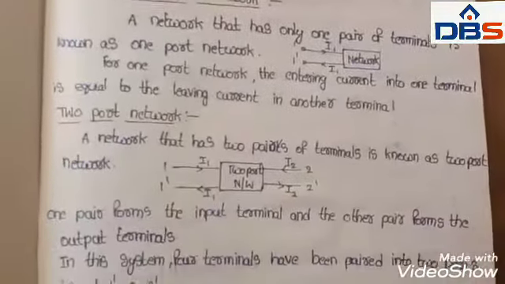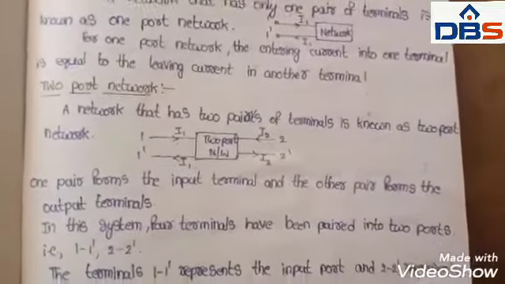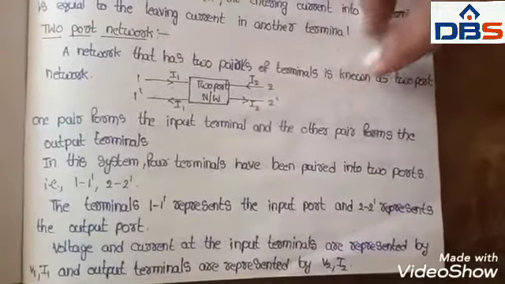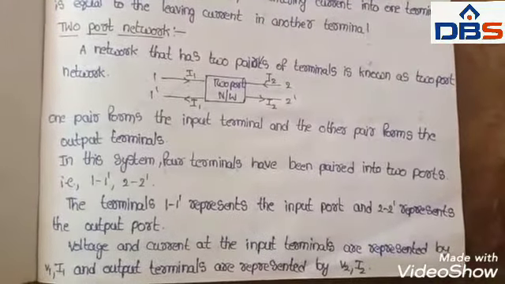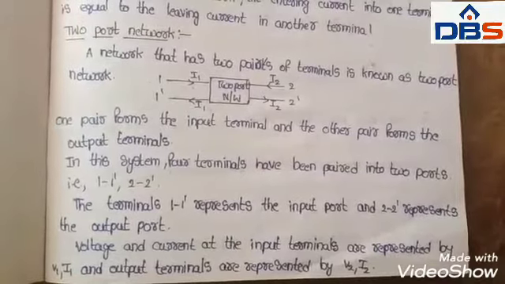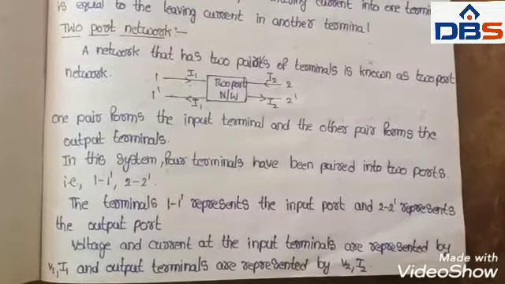A network that has two port terminals is known as a two port network: two input terminals and two output terminals. One pair forms the input terminals, another pair forms the output terminals. So the input terminal is 1 1 dash and the output terminal is 2 2 dash.